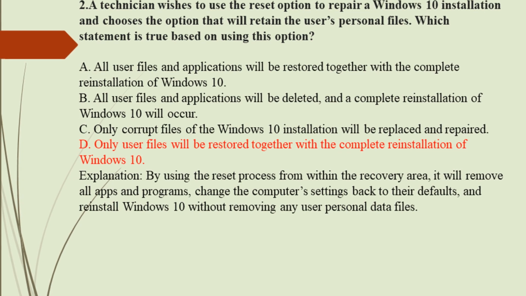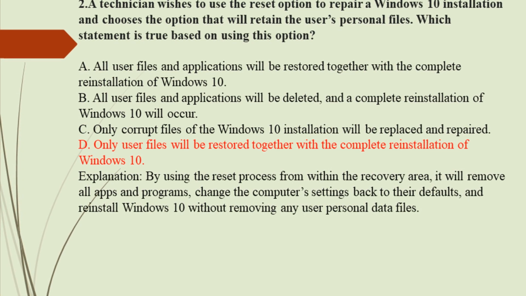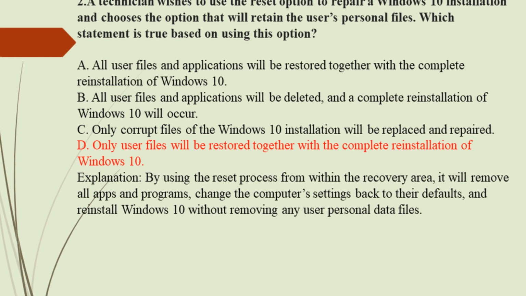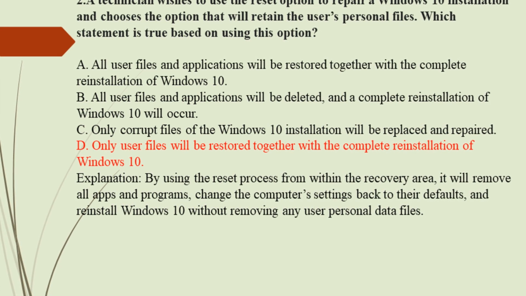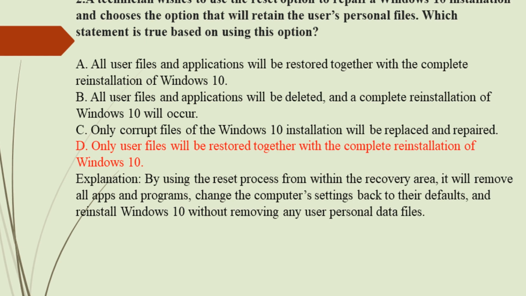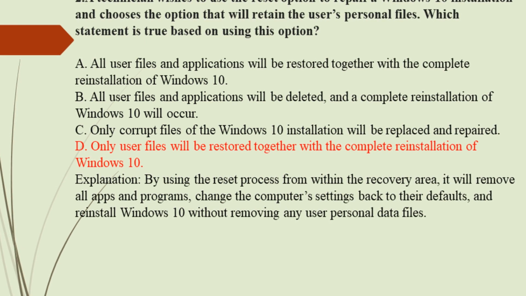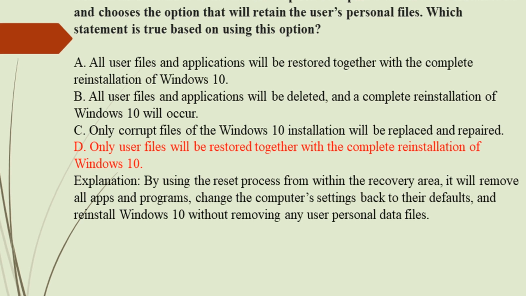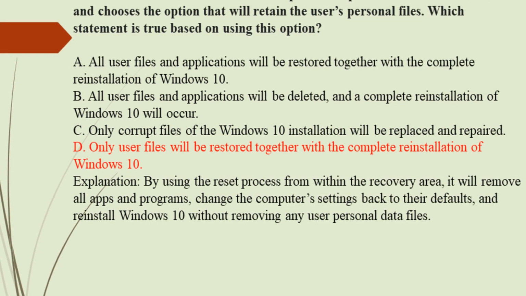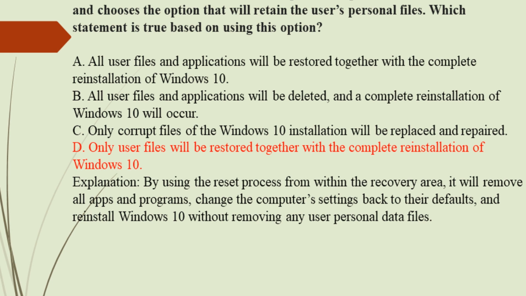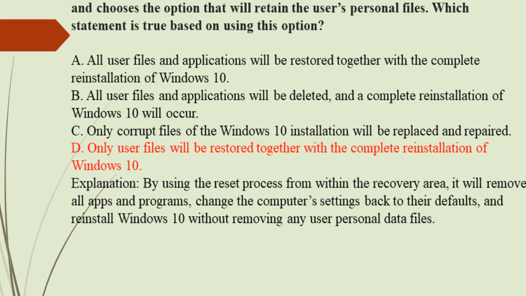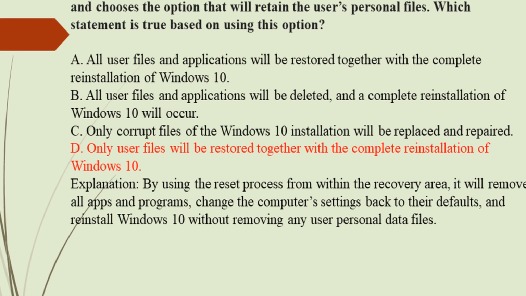A. All user files and applications will be restored together with the complete reinstallation of Windows 10. B. All user files and applications will be deleted, and a complete reinstallation of Windows 10 will occur. C. Only corrupt files of the Windows 10 installation will be replaced and repaired. D. Only user files will be restored together with the complete reinstallation of Windows 10.